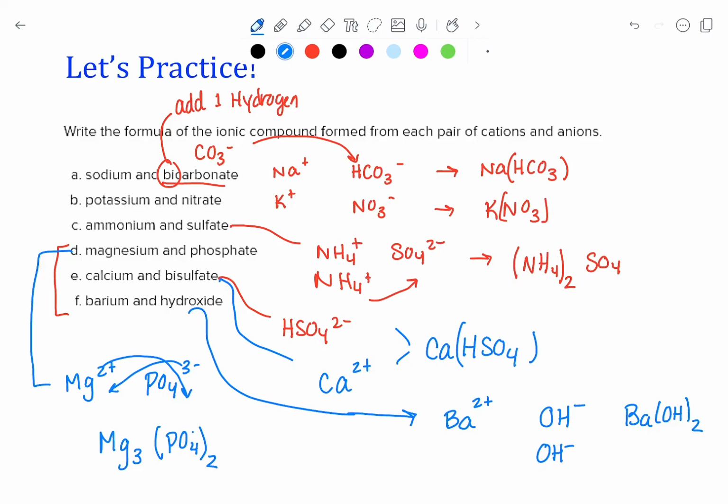Okay, we don't want to show BaOH2 because that would look like there's 2 hydrogens and 1 oxygen, which is not correct. Okay, so that's not how that works.